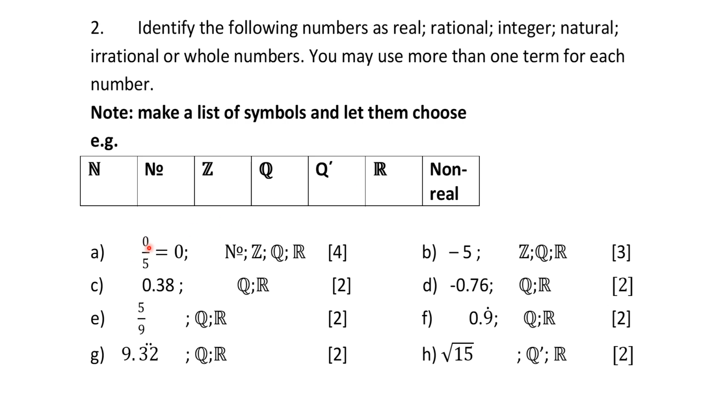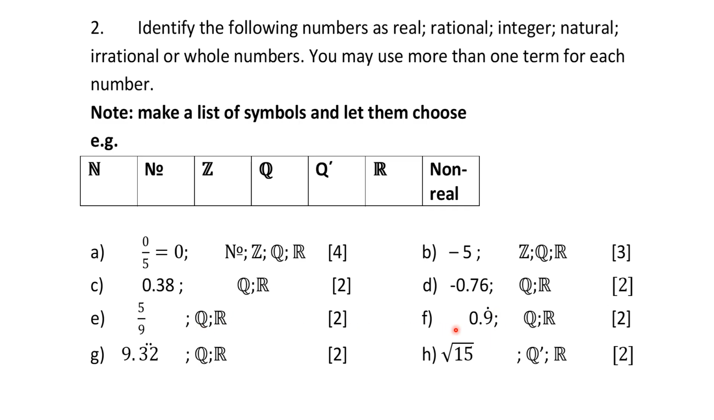So a, 0 divided by 5 gives me 0. So 0 forms part of whole numbers, integers, rational numbers and real numbers. P, negative 5 is an integer, rational and real. Right, 0,38 can be written as 38 over 100, so therefore it's rational and real. T, negative 0,76, right, can also be written as negative 76 over 100, so therefore it's a rational and a real number. 5 over 9, it's in the form a over b, so therefore rational and real.